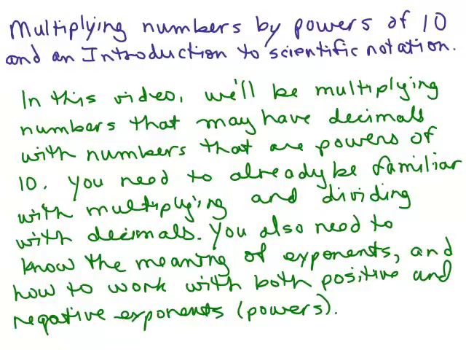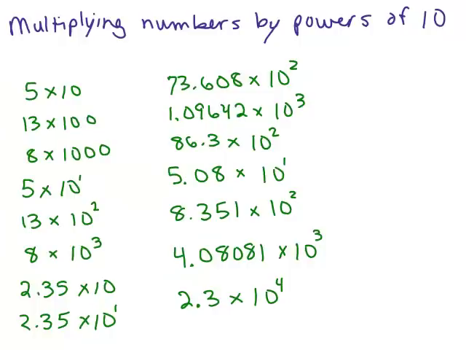In this video, we multiply numbers by powers of 10, and we have a little intro to scientific notation. So we'll be multiplying numbers that may have decimals with numbers that are powers of 10. So you need to already be familiar with multiplying and dividing with decimals, and you also need to know the meaning of exponents and how to work with both positive and negative exponents. So these are all the problems that we do on this video.